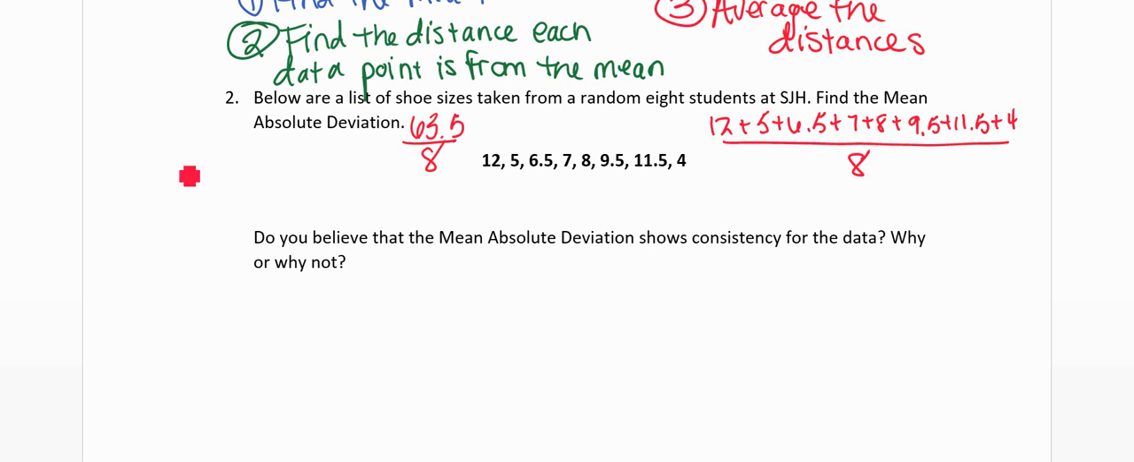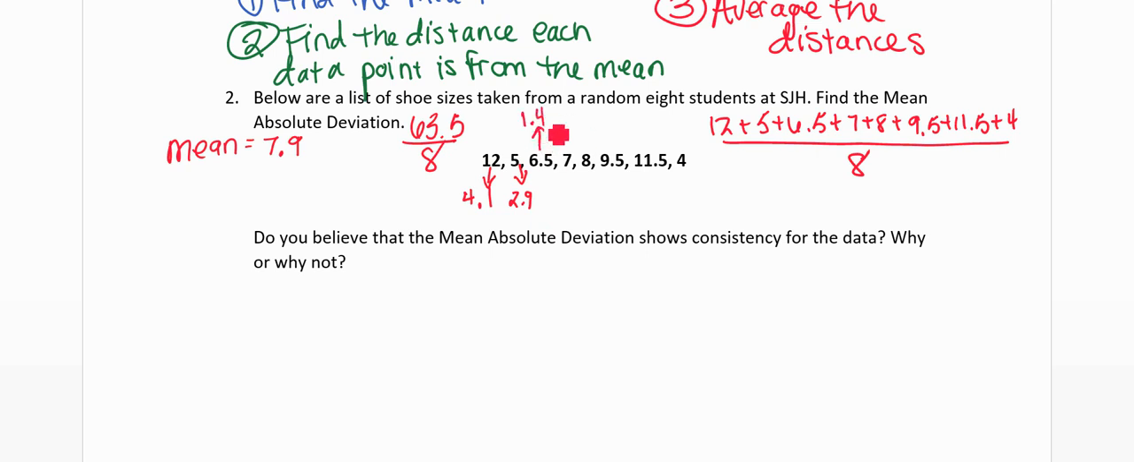So I'm going to round that. My mean is 7.9. Okay, so now I need to find the distance that each of my values are from the mean. So I'm going to subtract 12 minus 7.9. That's 4.1. 7.9 minus 5, 2.9. 7.9 minus 6.5. That's 1.4.